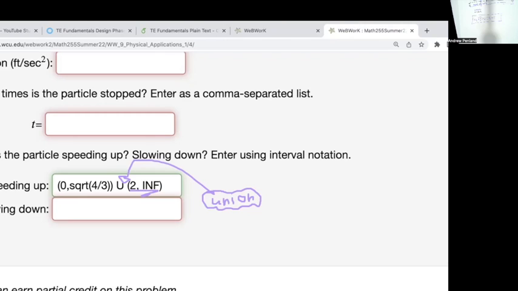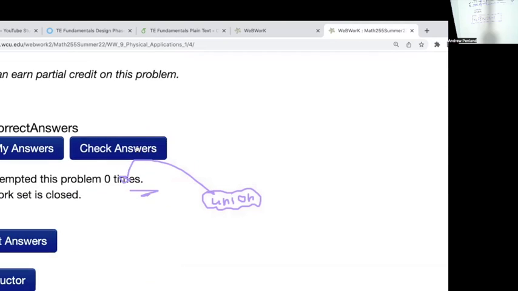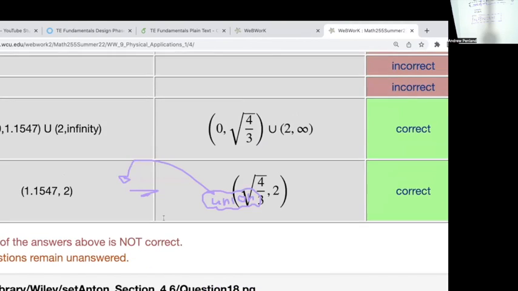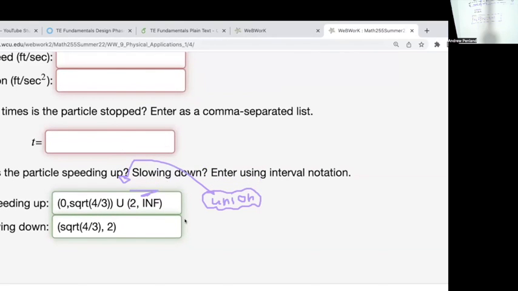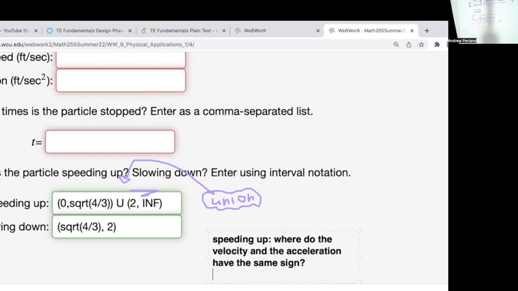Slowing down is just going to be the opposite. It's wherever the velocity and the acceleration have opposite signs. And I check those answers. So the key insight here is that when we talk about speeding up, we're asking where the velocity and the acceleration have the same sign. And when we talk about slowing down, we're asking where the acceleration and the velocity have opposite signs.